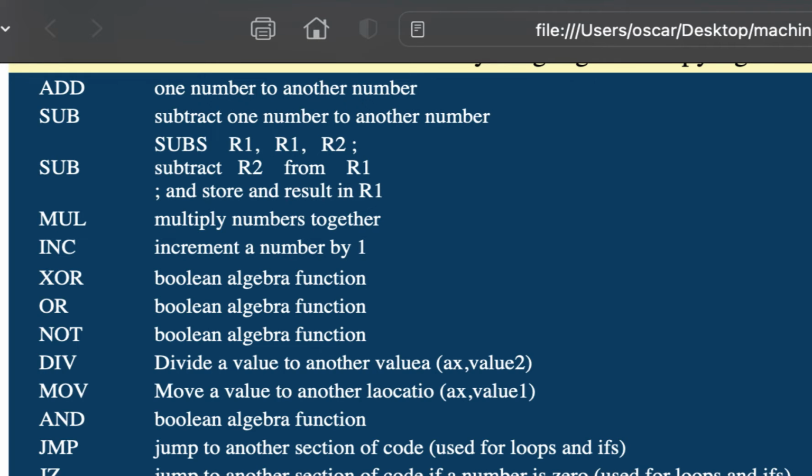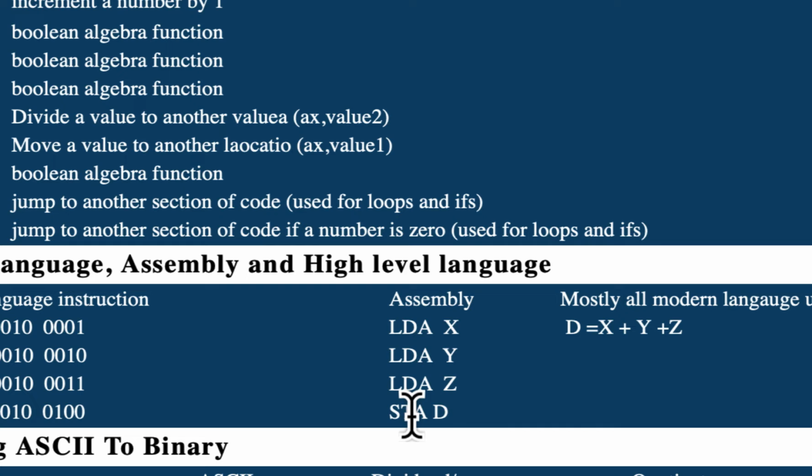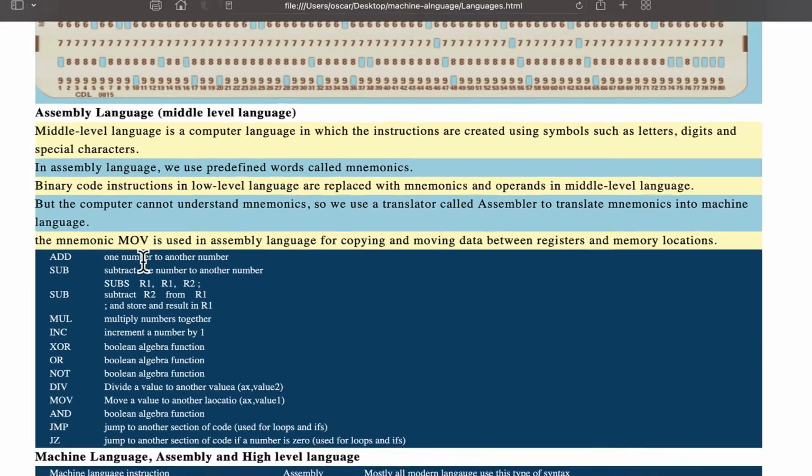See, in assembly language we say load X, then load Y, load Z, and we store it. std means store it all to D. In modern languages, we just write D, which is a variable, equals X plus Y plus Z. Much easier than doing it at a low level. In assembly language, everything is explicit.